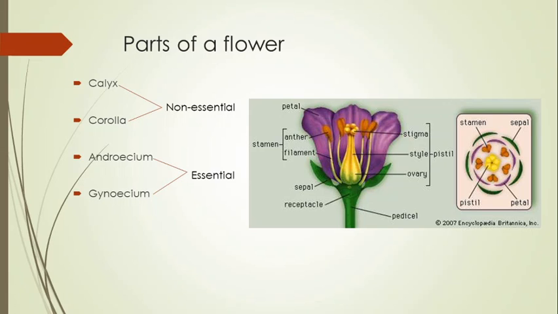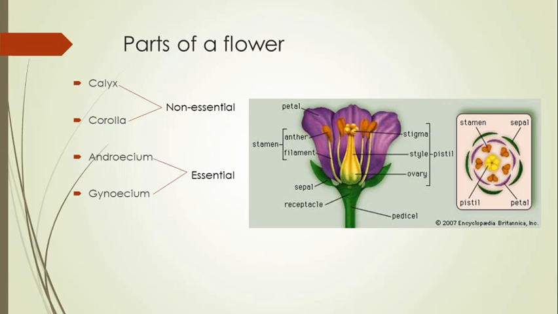And the four floral organs of a flower are the calyx, the corolla, androecium, and the gynoecium. The calyx and corolla are called the non-essential floral whorls, and androecium and gynoecium are called the essential floral whorls, because androecium and gynoecium are directly involved in sexual reproduction. Androecium is the male reproductive organ and gynoecium is the female reproductive organ of a flower.